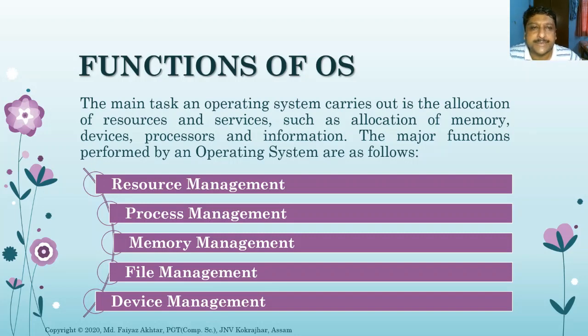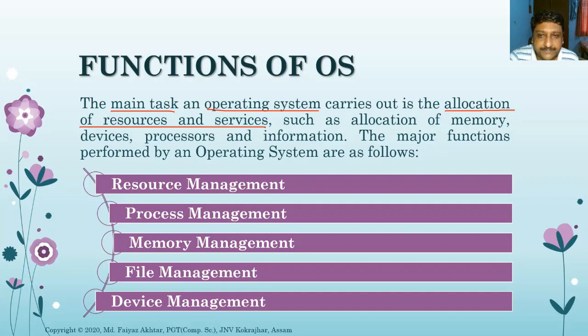First, the main task an operating system carries out is the allocation of resources and services. What is the main task of an operating system? Allocation of resources and services. Actually, a computer has so many resources: storage, processor, memory, permanent memory, RAM, so many types of memory, keyboard, mouse, so many devices attached with our computer. These all are known as resources for the operating system.